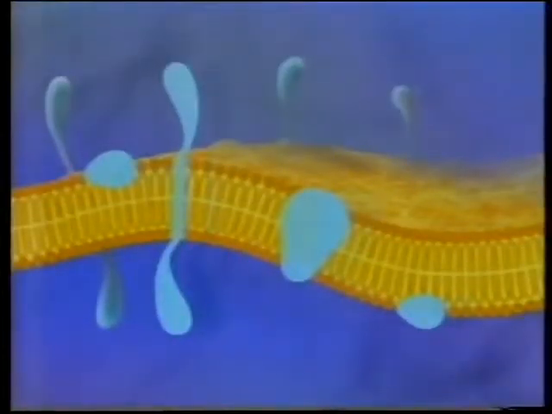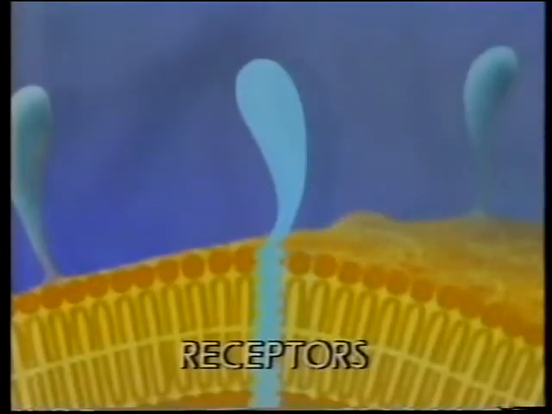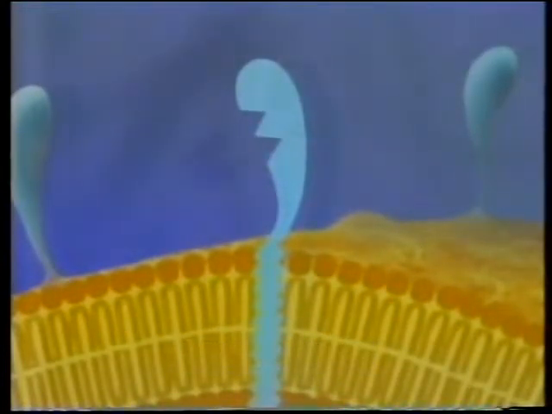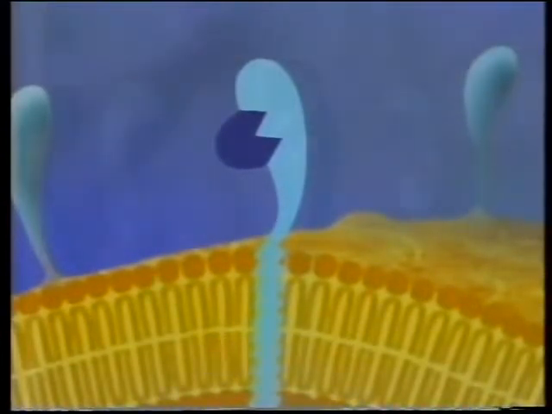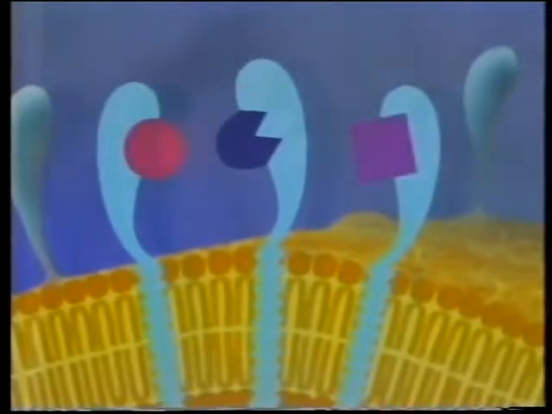And once again, specificity means proteins. In this case, proteins known as receptors. Receptors have binding sites that recognize specific substances in the cell's environment called ligands. Ligands can be hormones or growth factors, for example. There are different receptors for different ligands, and many thousands of receptors of each type.